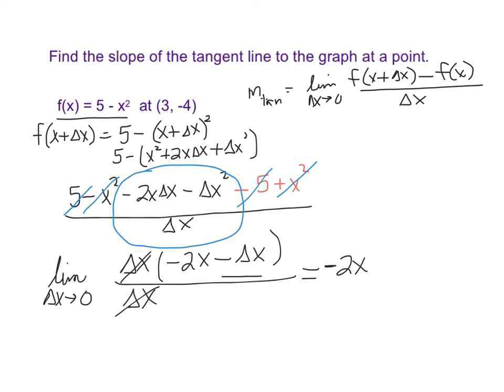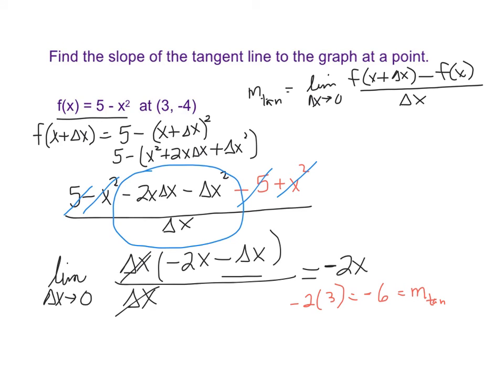Now, I need to know what the slope is at that particular point, the point that was given, 3, negative 4. So 3 is the x-coordinate. So I'm going to say negative 2 times 3 equals negative 6, and this is the slope of the tangent line.